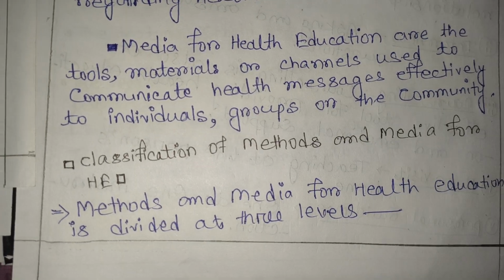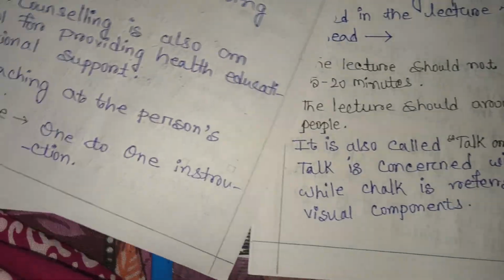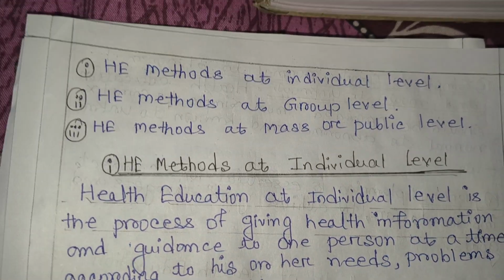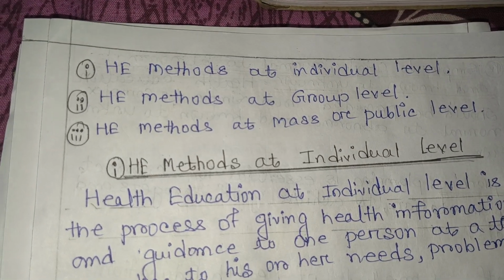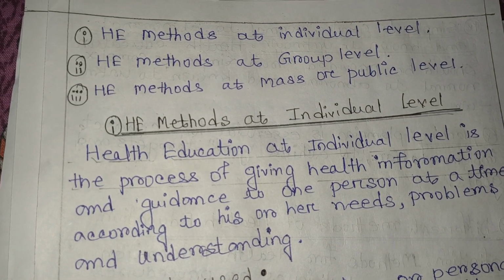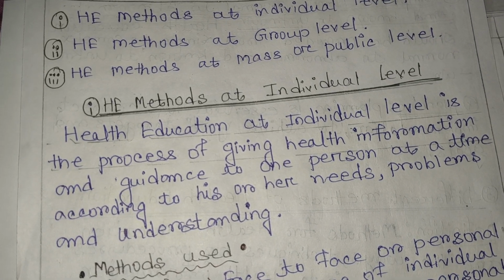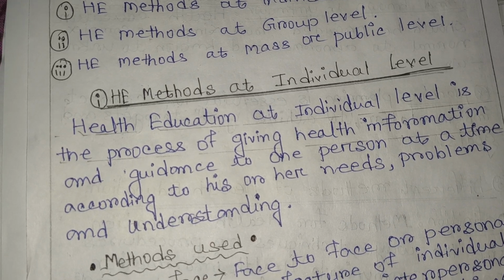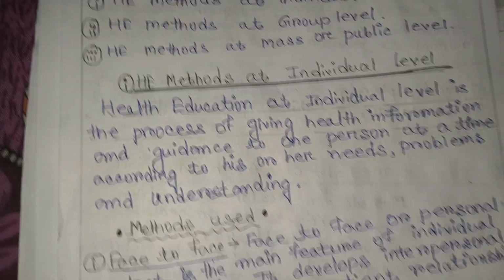Classification of methods and media for health education. Health education methods and media are divided into three levels. These three levels are health education methods at individual level, health education methods at group level, health education methods at mass or public level. Health education methods at individual level. Health education at individual level is the process of giving health information and guidance to one person at a time according to his or her needs, problems, and understanding.